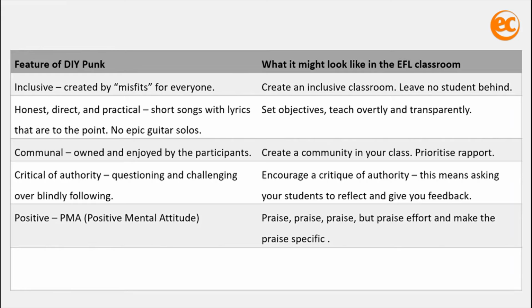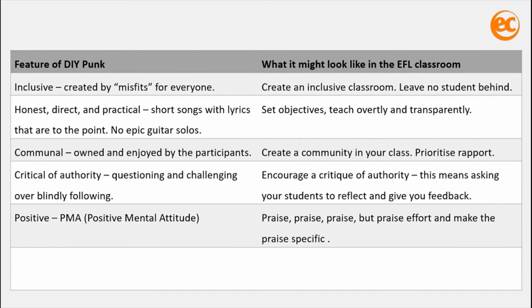So having a positive mental attitude, it means praising, but being conscious with this praise, doing it consciously. So praising effort, making the praise as specific as possible. For example, let's say a student has given you a piece of work, instead of correcting the grammar or saying that maybe they should have used more linking words, and then saying, well done at the end, which is not great, to be honest.